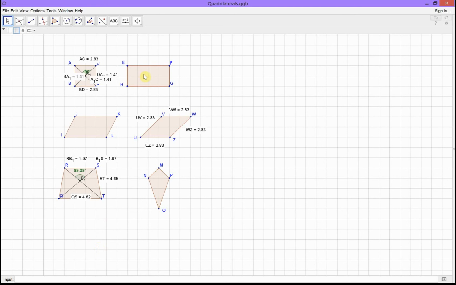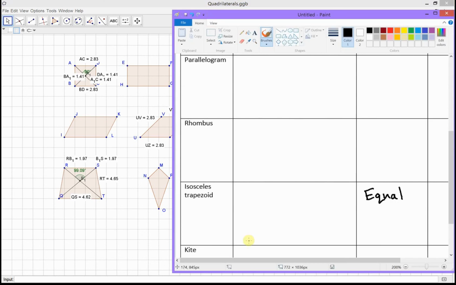Okay, so now you can continue to play with the rectangle, the parallelogram, and the rhombus, and the kite, and continue to fill in this table on your own. Let's just finish filling in the trapezoid together.